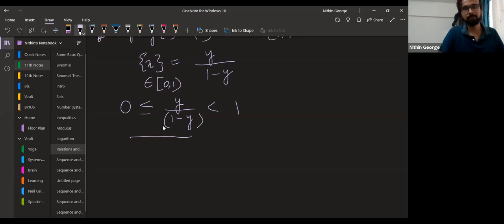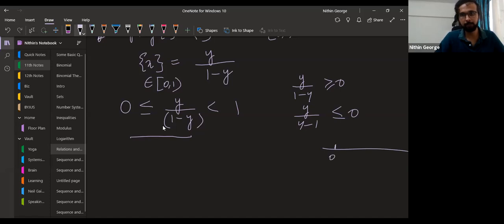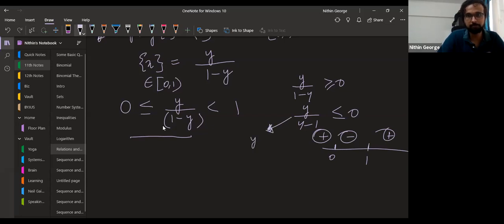Look at this part first. y by 1 minus y greater than or equal to 0. I multiply this by minus 1, so it becomes y by y minus 1 less than or equal to 0. I mark the critical points 0 and 1. If I put a huge positive value, this will be positive. This happens once. Wavy curve method. And then where is it less than or equal to 0? Between 0 and 1. So y is between 0 and 1. I am not including 1 because if I put y equal to 1, the denominator will become 0. So I'm not including that.